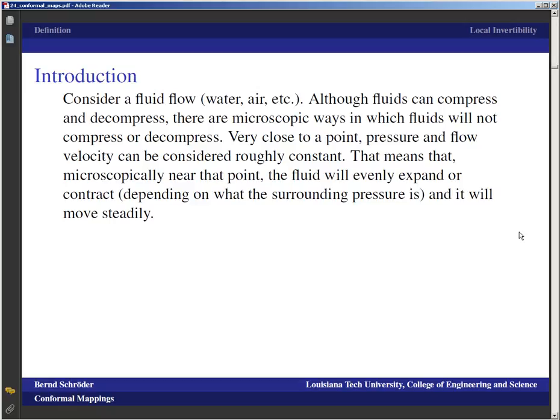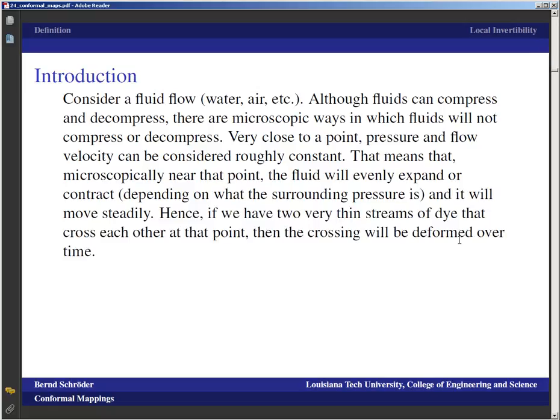And that means microscopically near that point, the fluid will expand or contract evenly, depending on whether the surrounding pressure is lower or higher than what's happening at the point, and the fluid will move steadily. And that means if we've got two very thin streams of dye that cross each other at that point, think of just dye in a stream of liquid and a stream of water, or also the kind of thing that you sometimes see in a wind tunnel, where you just put smoke into an airflow.